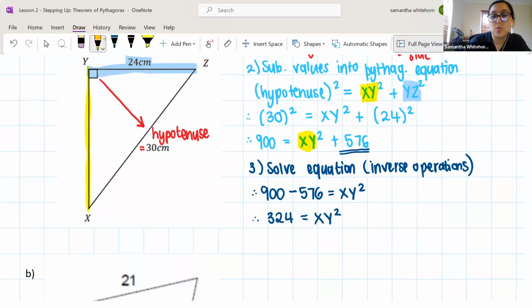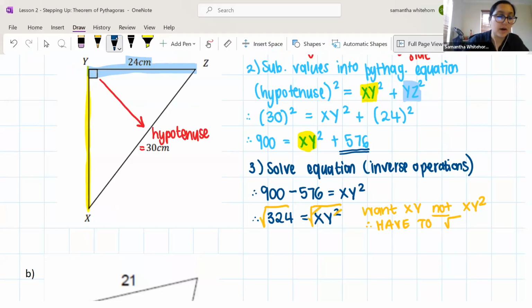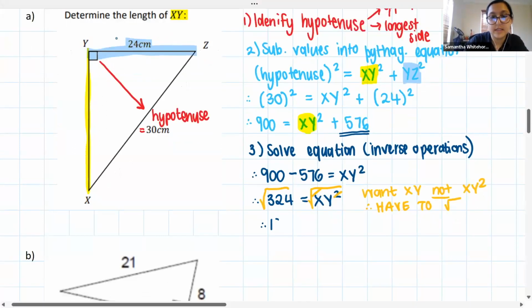Again, we don't want xy squared, we want xy. And like I said earlier, we always have to square root. So whenever you do Pythagoras, at some point you're going to have to square root. So we square root both sides so that we can get rid of the squared, leaving us with just xy. And the square root of that number is, get a proper scientific calculator going here, 18. Okay, so we get 18 centimeters is equal to xy.